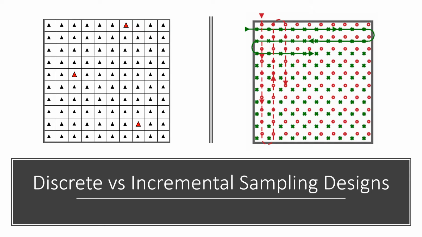Let's talk briefly about some of the differences between discrete and incremental sampling designs. The figure on the left represents a 1/4 acre to be sampled that has been gridded, and 3 randomly selected samples, shown here as red triangles, have been collected to represent the sampled area.